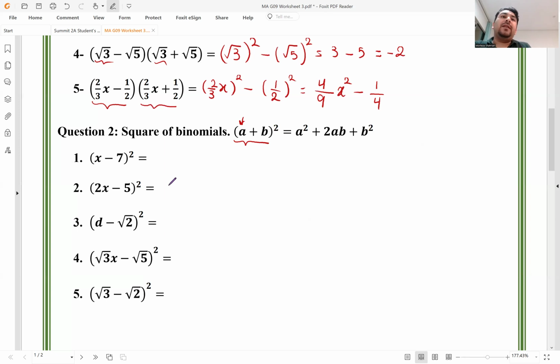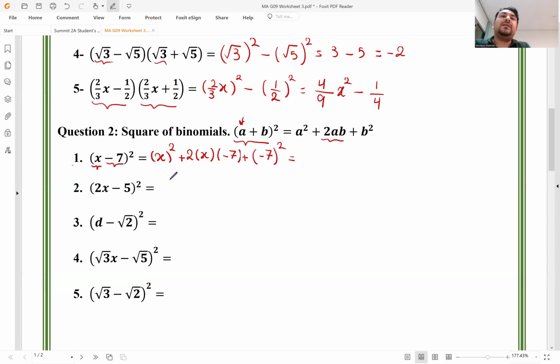Number 1, x minus 7 powered by 2. x is the first term and negative 7 the second term. So it will be the first term powered by 2 plus 2 times the first term, which is x, times the second term, which is negative 7. We are following the formula. Now we've done the middle part, and plus the second term, which is negative 7 powered by 2. Remember to allocate this sign to the second term, so this negative belongs to 7.